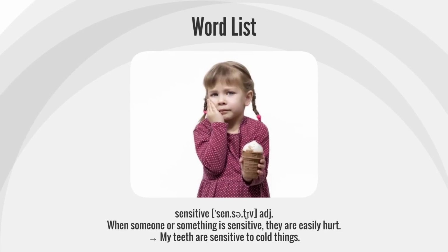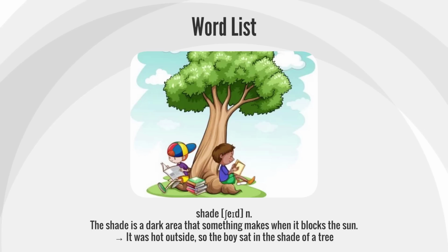Sensitive. When someone or something is sensitive, they are easily hurt. My teeth are sensitive to cold things. Shade. The shade is a dark area that something makes when it blocks the sun. It was hot outside, so the boy sat in the shade of a tree.